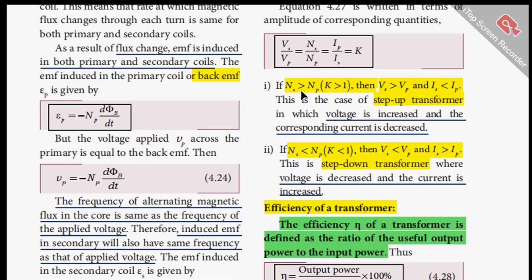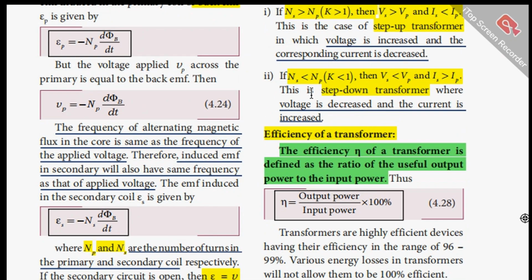That is, if Ns is greater than Np, K is greater than 1. So Vs is also greater than Vp, but Is is less than Ip. So this is the case of a step-up transformer, in which the voltage is increased and the corresponding current is decreased.